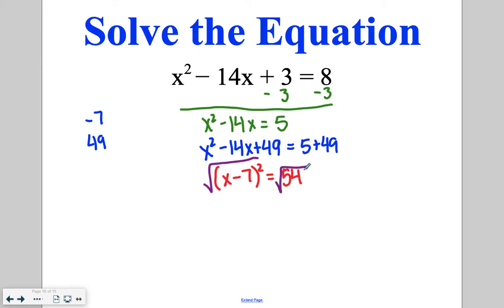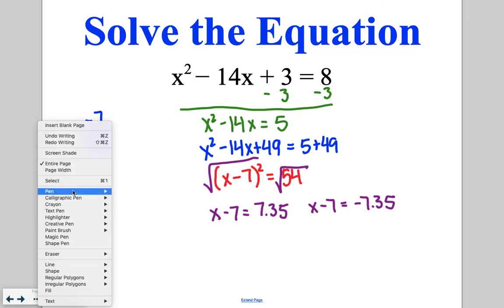So when you do that, you're going to get x minus 7 equals the square root of 54, which you're going to round to 2 decimal places. So we've got 7.3, and then it's 4/8, so that's going to round up to 5. And then you've got your negative version of that answer. So you're going to have x minus 7 is equal to negative 7.35. And then you're going to go ahead and finish solving.